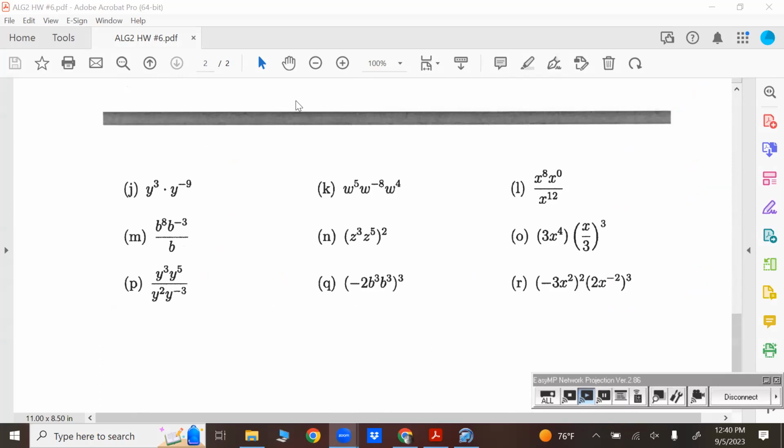More of the same stuff. I'm just going to do it quickly. y negative 6, which is 1 over y^6. This is z^8 then squared. So it becomes z^16. Or you can strip it beforehand and add. Totally up to you.